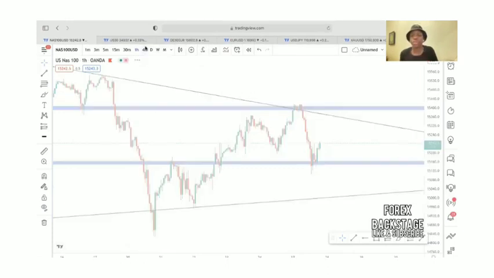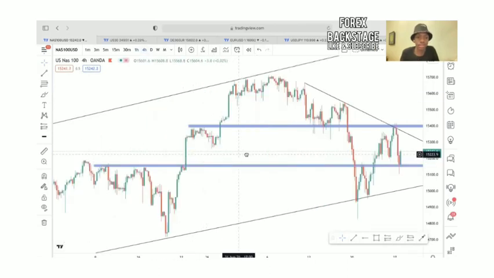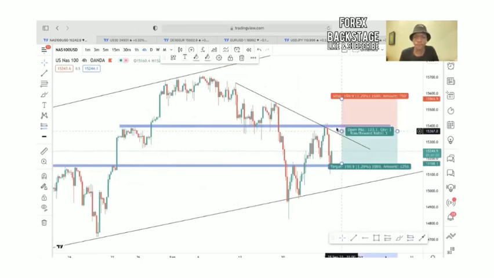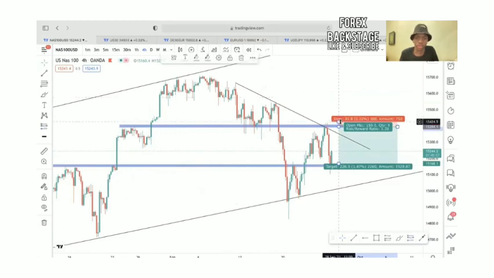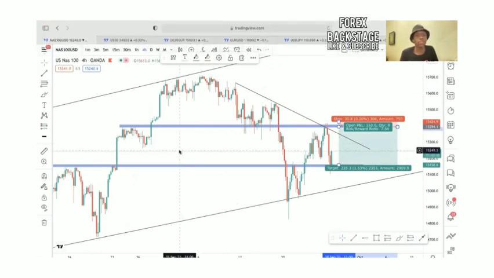You'd rather catch the reversal, right? When it happens, not while it's happening. Right. So that's my Nasdaq analysis. I want to see how it reacts to that zone. Possibly drop down. So yeah, did you guys, let me look at the chats.